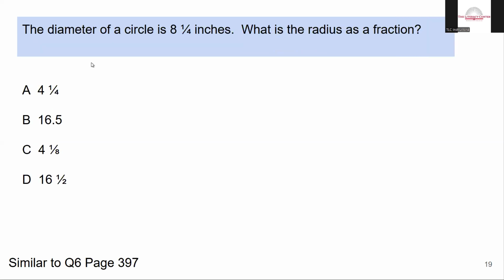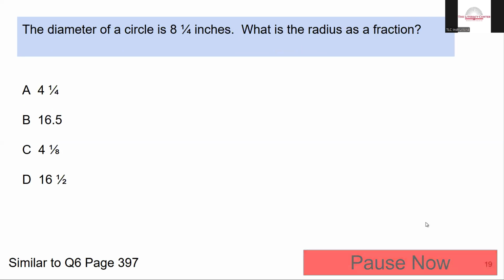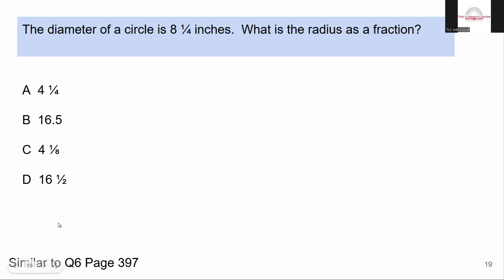The diameter of a circle is 8 1/4 inches. What is the radius as a fraction? Pause the video and come back when ready. All right, we're back. So whenever we are given the diameter, we want to divide by 2 to get the radius. The radius is diameter divided by 2.